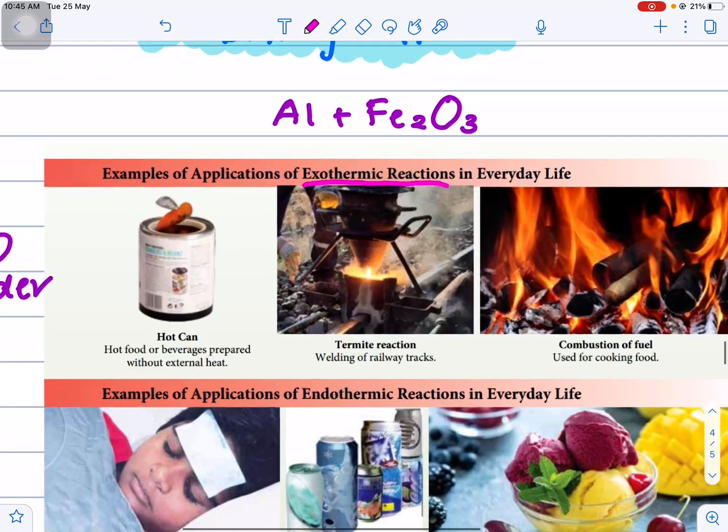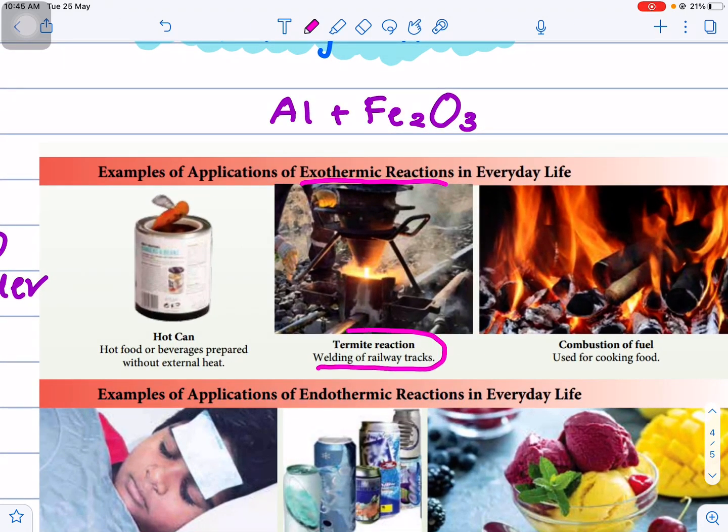The second example is the thermite reaction. What is the thermite reaction? The thermite reaction is also known as thermite welding, and it is used to fix railway tracks. Let's say the railway track is broken. How can we join the railway tracks? As we know, the railway track is made up from iron. So how can we fix that broken railway track by using thermite welding?